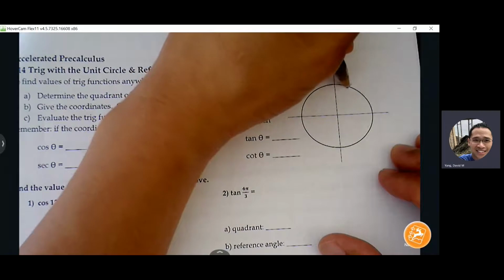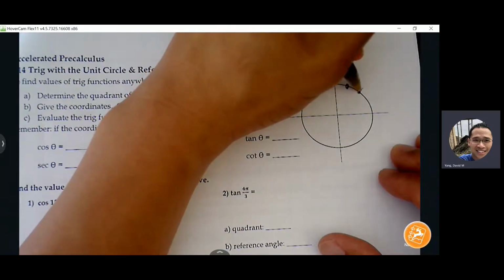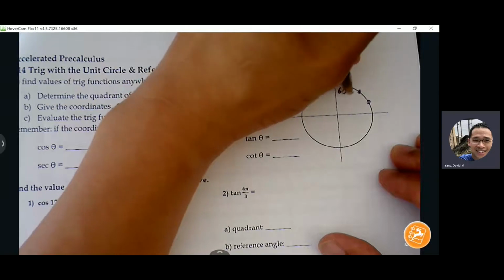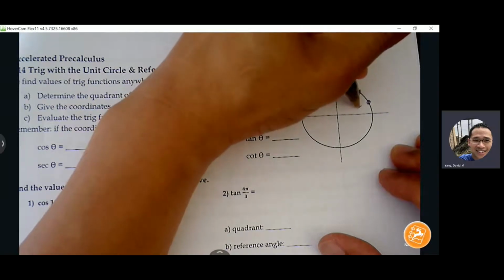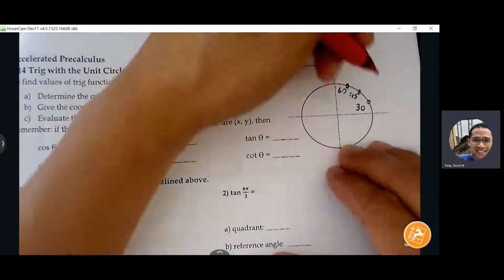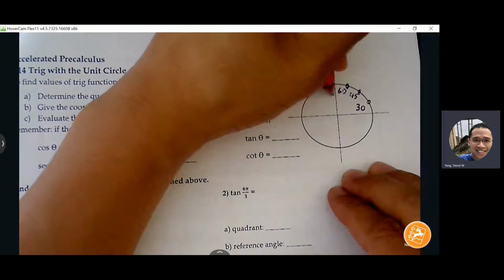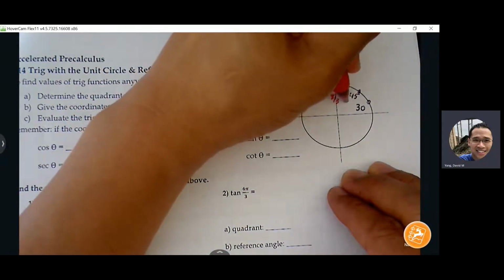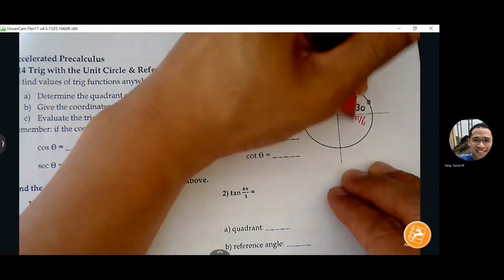So if we identify our three special angles here, you got 60 degrees, you got 45, and you have 30. You know that the 60 degrees is pi over 3. You know that the 45 degrees is pi over 4. And you know the 30 degrees is pi over 6.